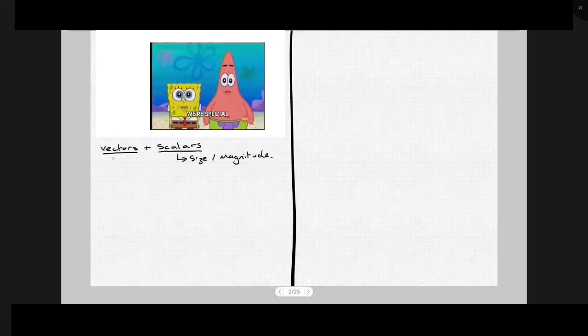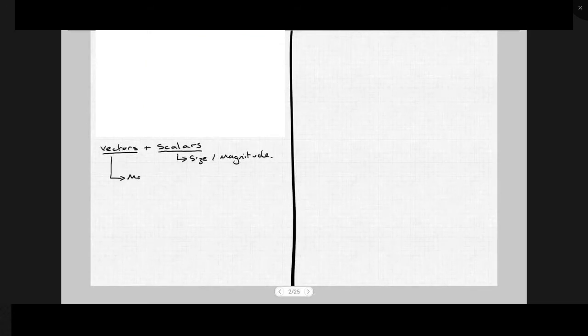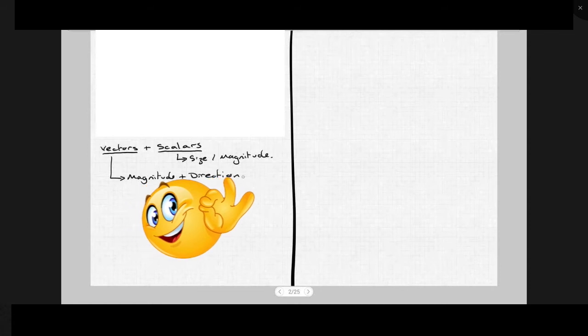Okay, well, a vector has a magnitude plus a direction. Now, it does make vectors useful. The direction information is very important.